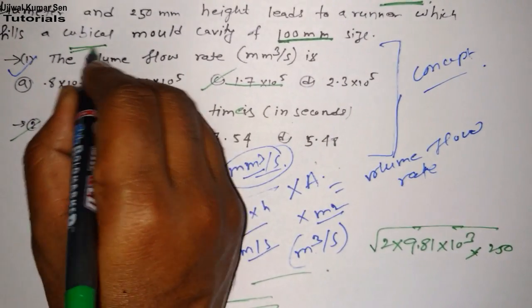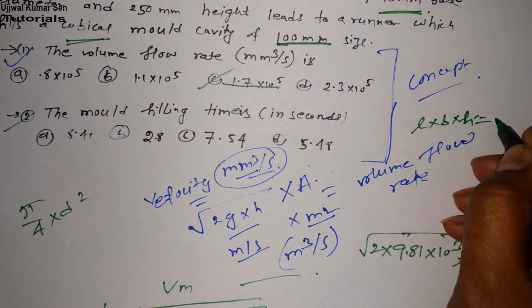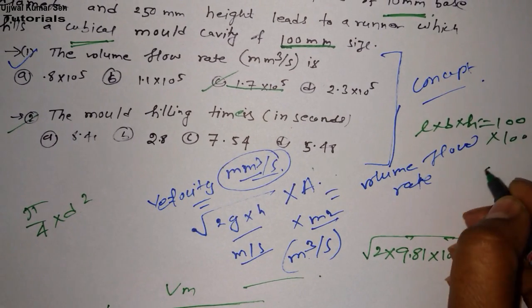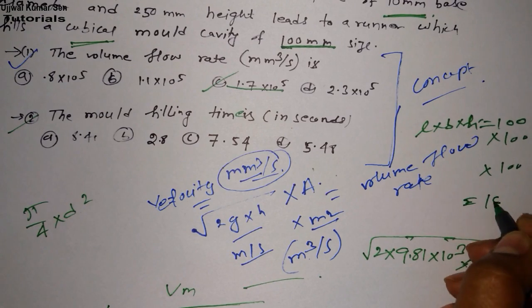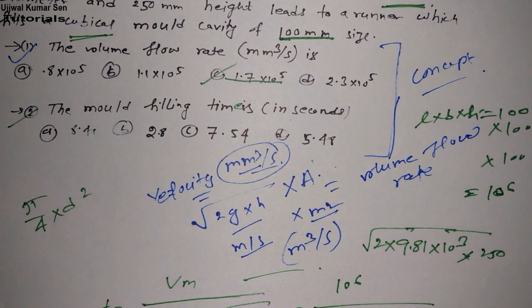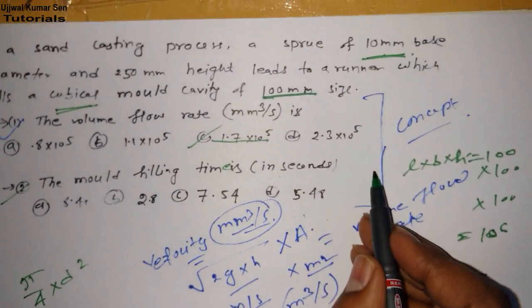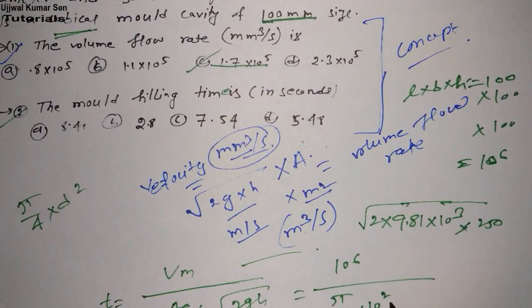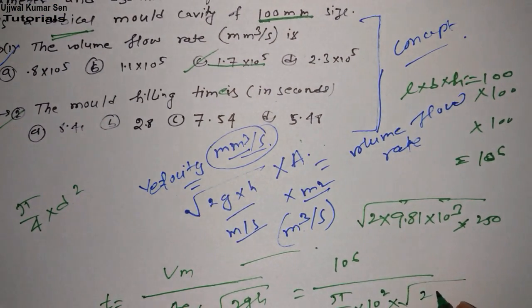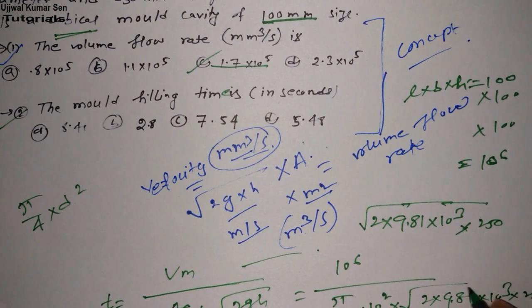It is a cubical form. So this will become L into B into H, equal to 100 multiplied by 100 multiplied by 100. So 10 to the power 6, right? So this will become 10 to the power 6. Az, the area of the gate, is pi by 4 times 10 squared, because 10 is the diameter given in this question. So what we got here, multiply 2 into 9.81 into 10 to the power 3 into 250.